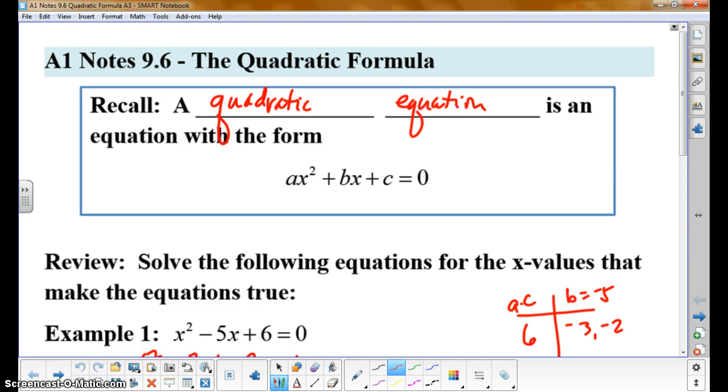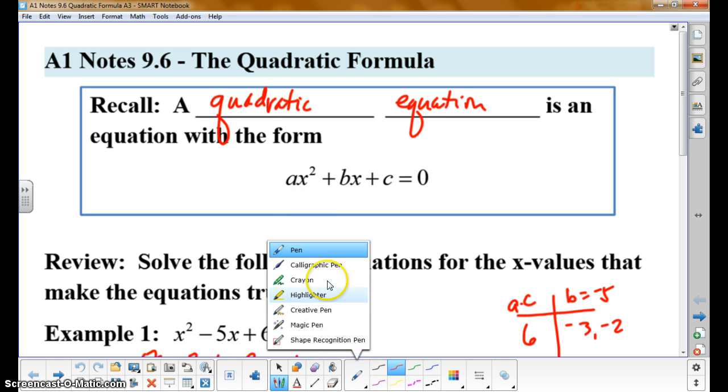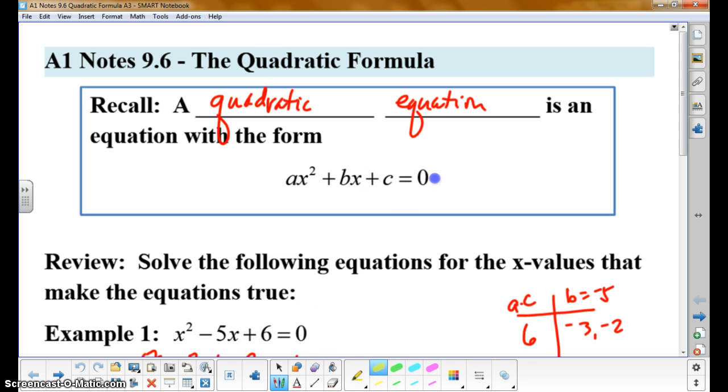Just to remind you, the quadratic formula is useful when you have a quadratic equation that you're trying to find the x values for. So the form of a quadratic equation is ax squared plus bx plus c. And you know those a, b, and c values from when we did factoring. So those are the same things.